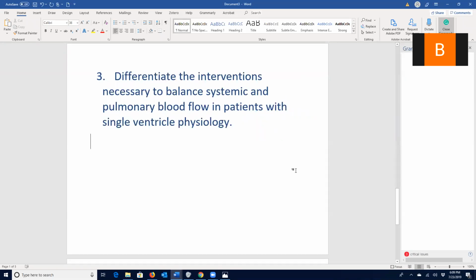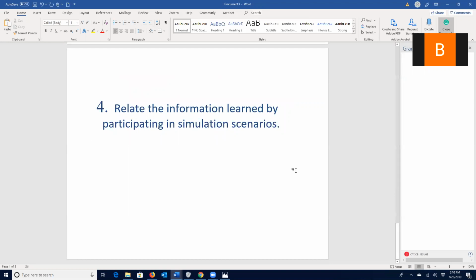Differentiate the interventions necessary to balance systemic and pulmonary blood flow in patients with a single ventricle physiology. Again, I was blown away. I don't know if they just weren't thinking about it, but once we pushed it back to them, they pushed this right back to us, and we were able to approve it. And then the last one is relate the information learned by participating in simulation scenarios. They could have probably been a little more specific with that. I guess they could say compare and contrast the information learned by participating in simulation scenarios.